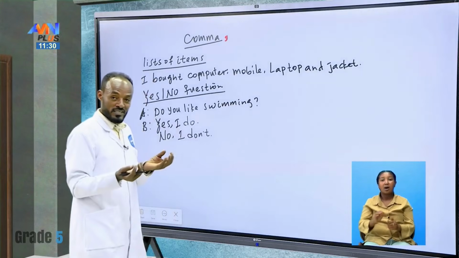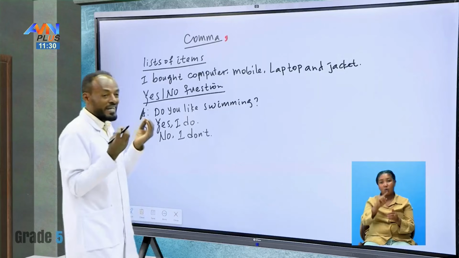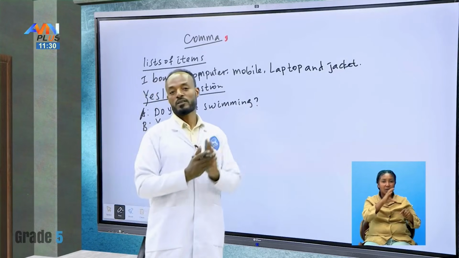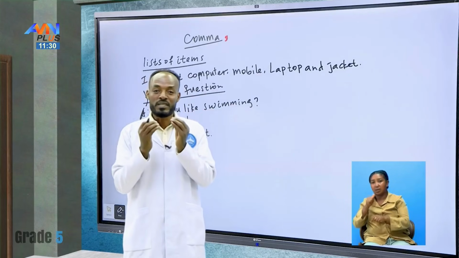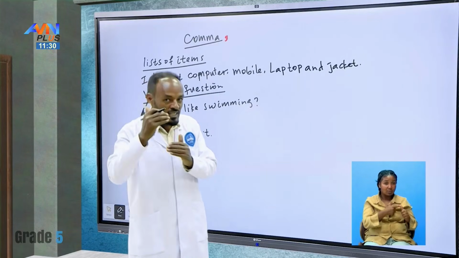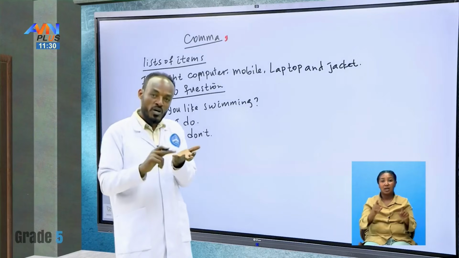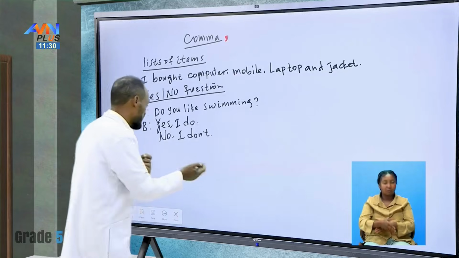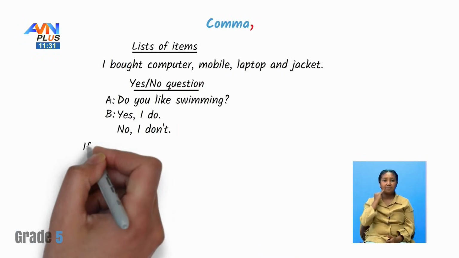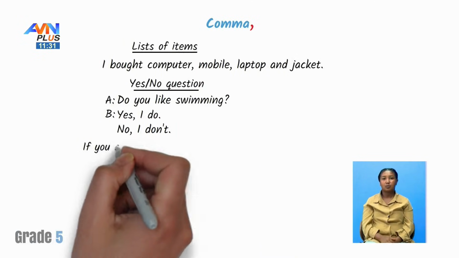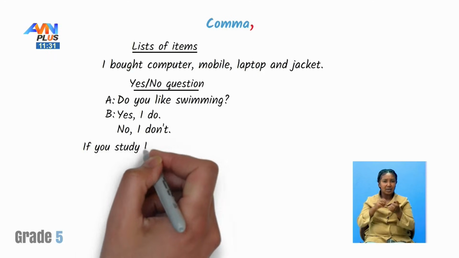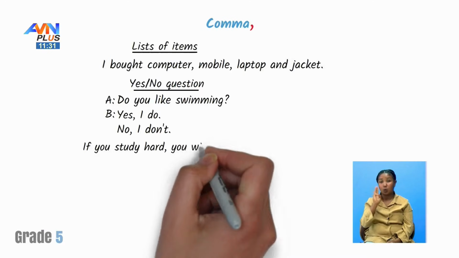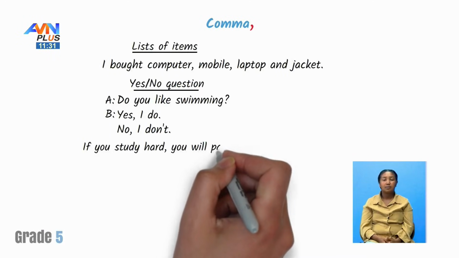Okay, another one is, the function of comma is to separate dependent clauses from independent clauses, especially if a dependent clause comes at the beginning of the sentence, especially with if, when, where, before, after, and so forth. Okay. For example, if you study hard, comma, you will pass the exam.